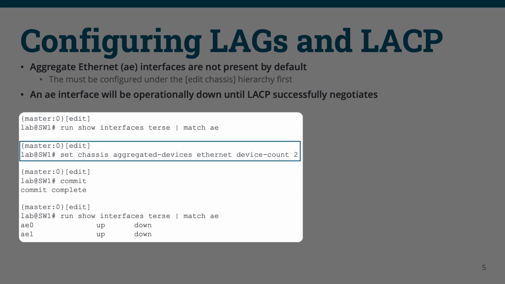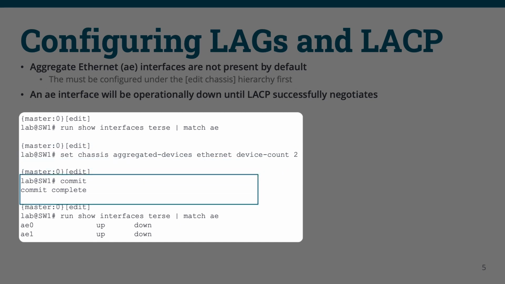We then use the set chassis aggregated devices Ethernet device count command to create the number of AE interfaces we need. We can create up to 128 AE interfaces, where the index number starts at 0 through 127. In this configuration, we're creating 2 AE interfaces by specifying a device count of 2.